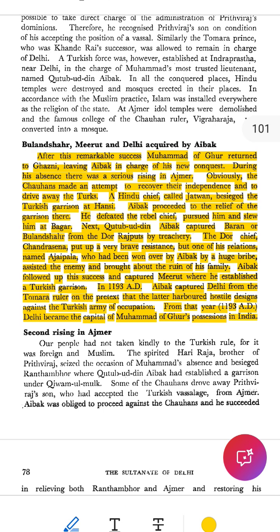1. Rebellion in Ajmer. While Muhammad of Ghur was away, the people of Ajmer, especially the Chauhans, who used to rule there, rebelled. They tried to get back their freedom and remove the Turks, foreign rulers. A Hindu chief named Jatwan attacked the Turkish fort at Hansi, a military base in present-day Haryana.